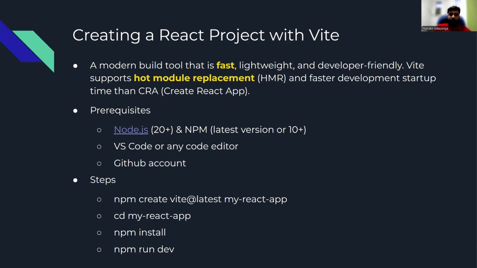Okay, so we are going to use Vite. Nowadays, you know, it's very popular and lightweight, and we have HMR support, hot module replacement. It automatically reloads when we make changes. It's also faster than CRA, Create React App. I think you already know it was deprecated in the recent past.